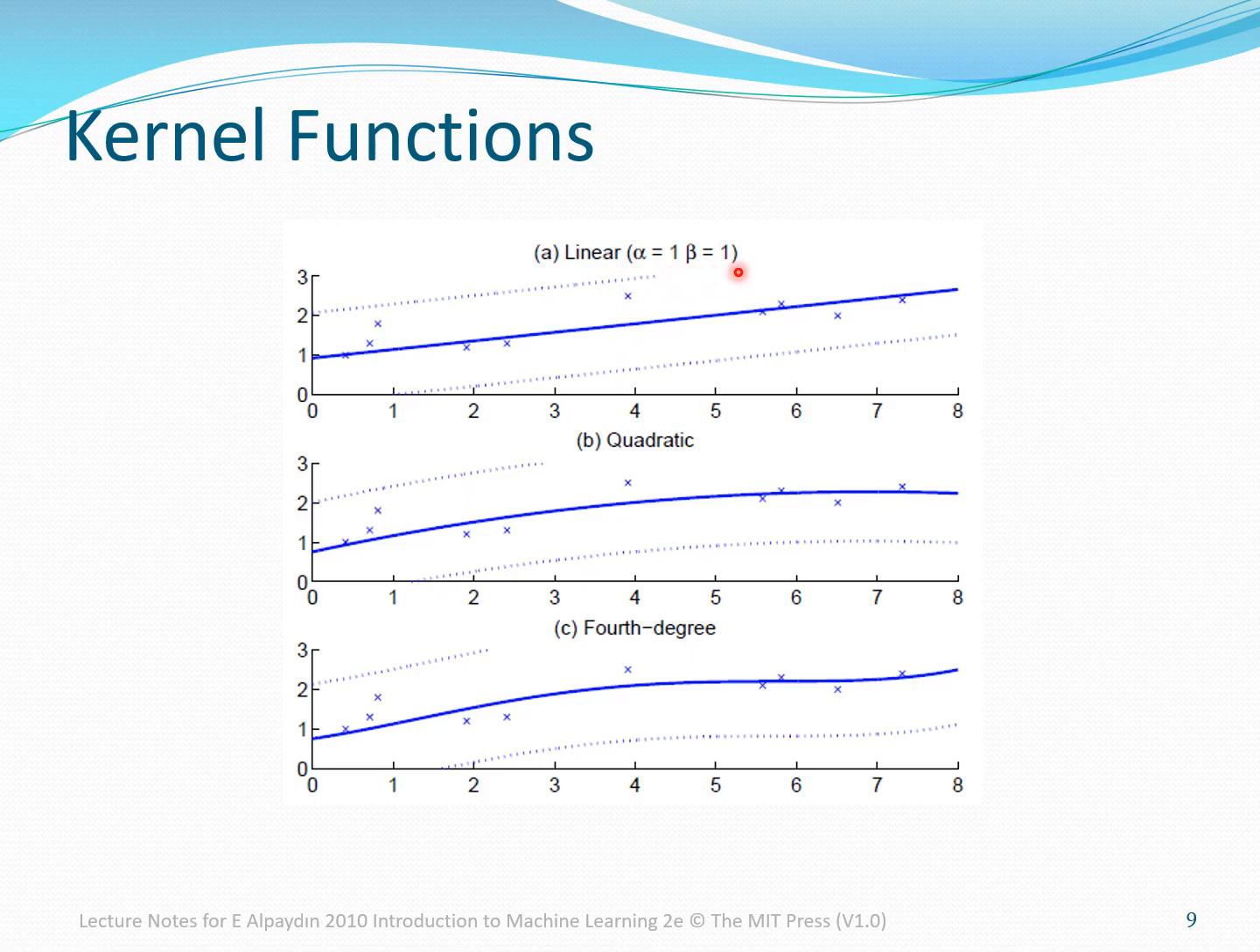For alpha equals 1 and beta equals 1, the linear graph is like this. The quadratic graph is a little bit slanted, it's different. And the fourth degree graph is like a curve. Not a curve properly, but not at all a straight line. It's increasing and then it's moving like this.